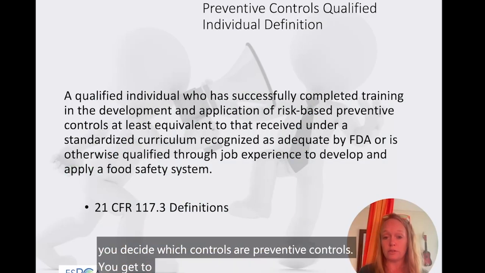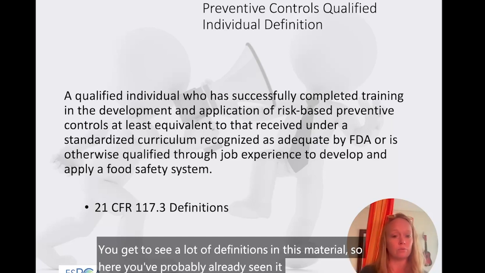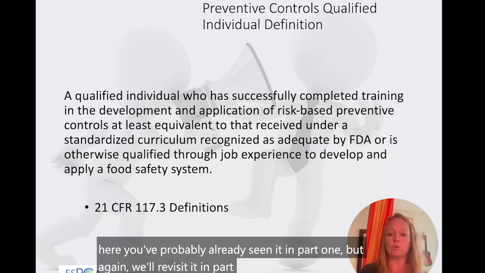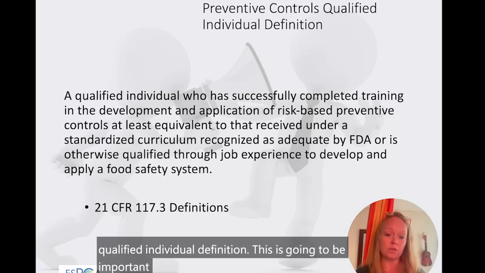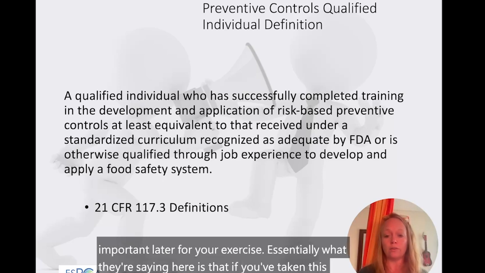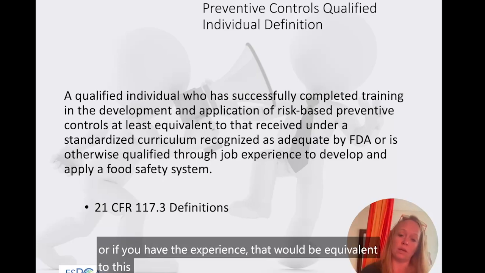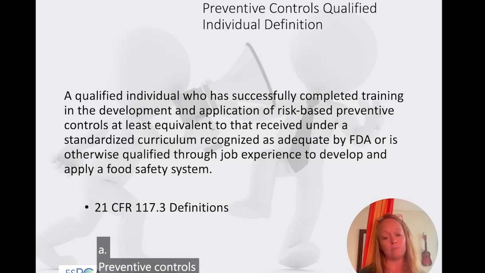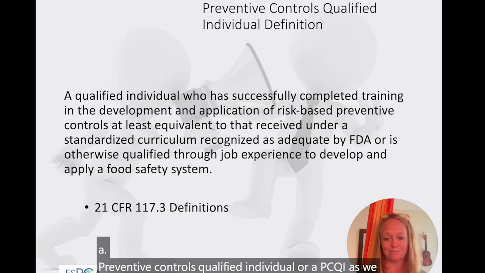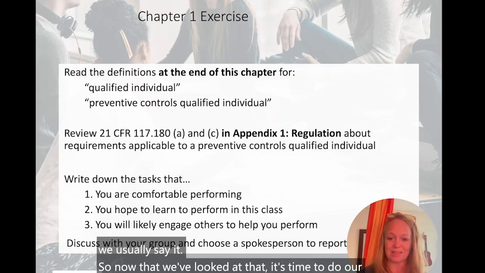You get to see a lot of definitions in this material. So here, you've probably already seen it in part 1, but again, we'll revisit it in part 2, a preventive controls qualified individual definition. This is going to be important later for your exercise. Essentially what they're saying here is that if you've taken this training, or if you have the experience that would be equivalent to this training for your job, then you can become a preventive controls qualified individual, or a PCQI, as we usually say it. So now that we've looked at that, it's time to do our first exercise.